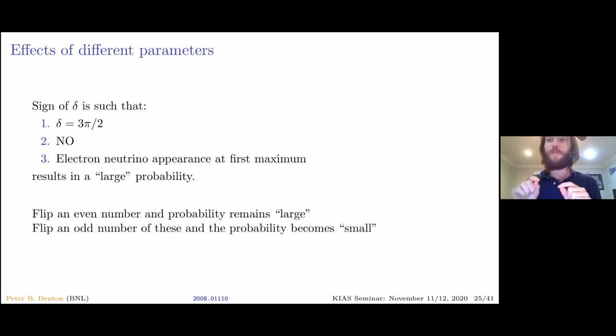Flipping the sign of delta. There's no way to say that that doesn't sound silly. I'm just going to move on. Flipping the normal ordering to the inverted ordering, or switching from neutrino mode to anti-neutrino mode. So this is how you can keep track of this. And you can see that changing delta and changing the mass ordering is somewhat degenerate. And in fact, that's what happens in the T2K and NOvA scenario.